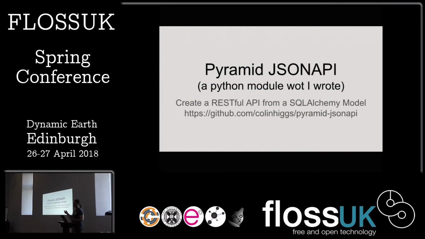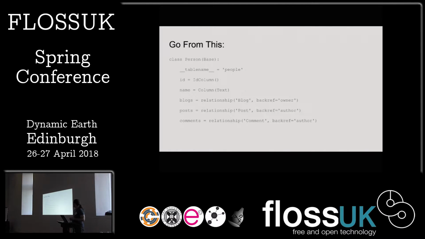So I'm just talking about a Python module which works with a framework called Pyramid to create RESTful APIs from SQL Alchemy models. We were writing a couple of things with RESTful APIs. We had little applications backed by databases. We're writing a lot of the boilerplate code over and over again. This is just an attempt to not do that.